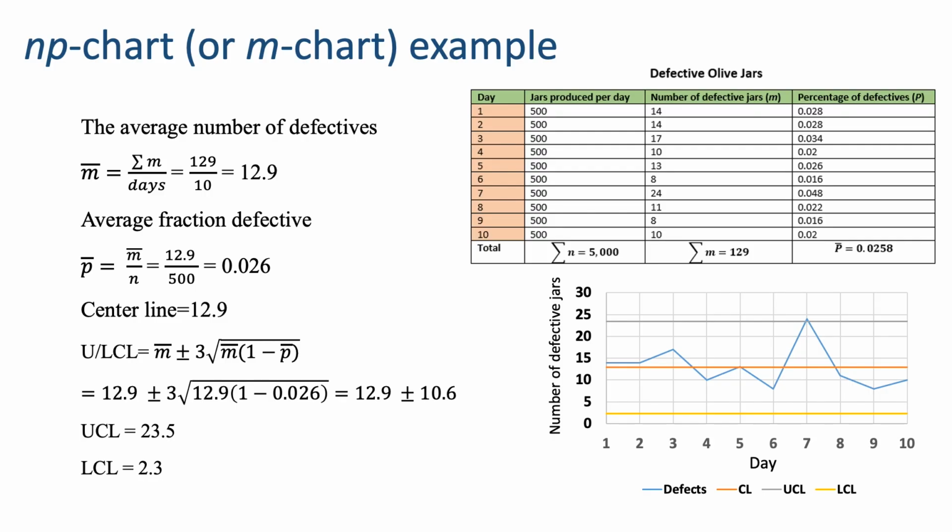If we look at the bottom right, we can see that the number of jars with defects moves up and down. All numbers are below the UCL value and above the LCL value, indicating that the process is under control.